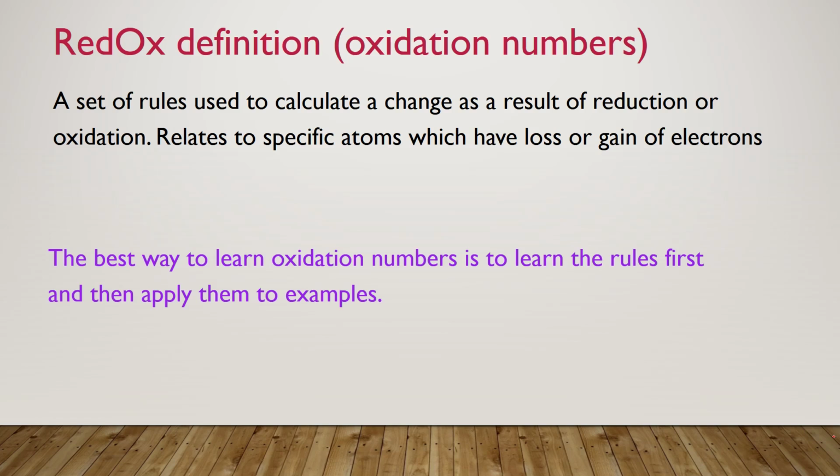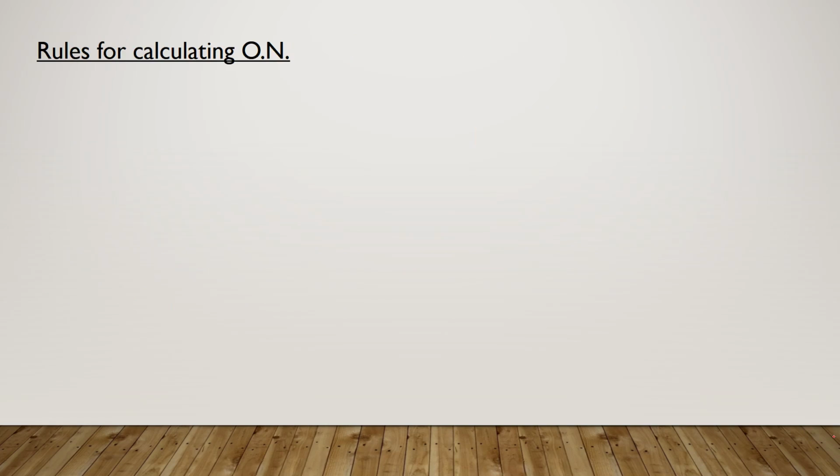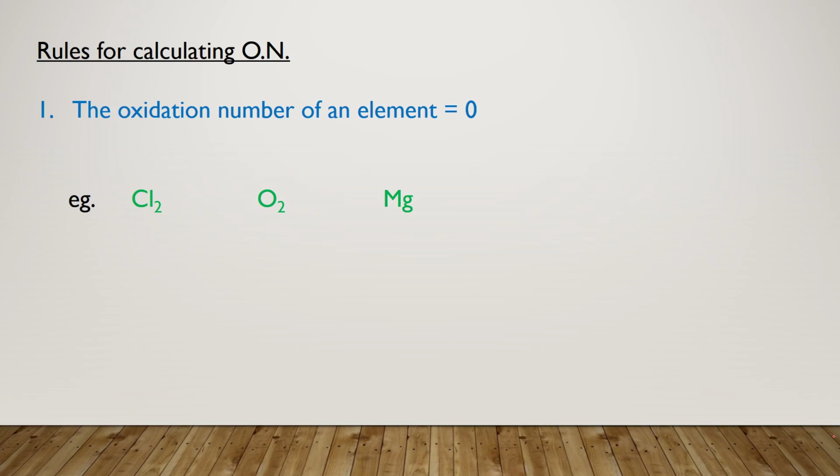The best way to understand what oxidation number is, is actually to learn the rules on how to calculate them and then look at some examples. So the first rule for calculating an oxidation number is basically we look at the charge of a molecule. So when we have some elements by themselves, we look at the charge of the molecule.